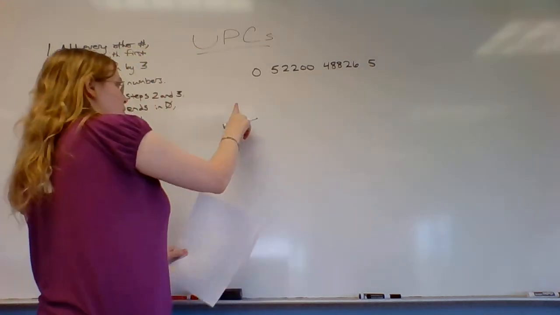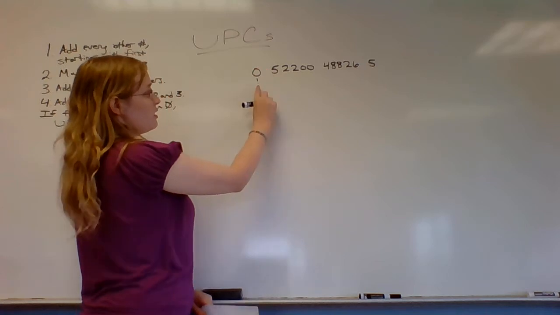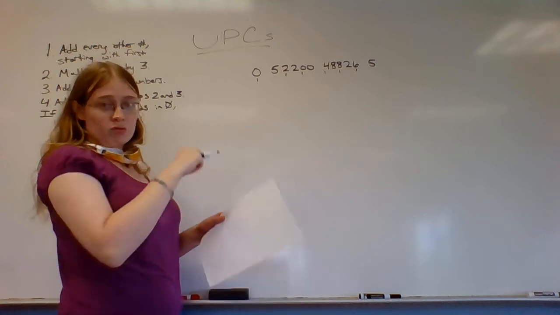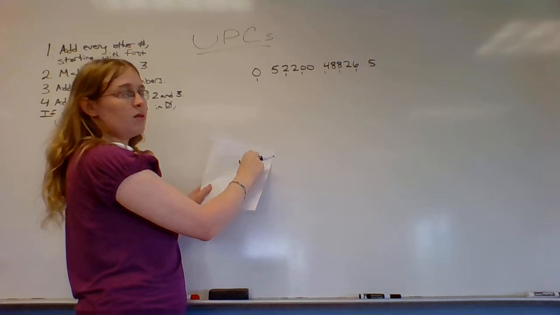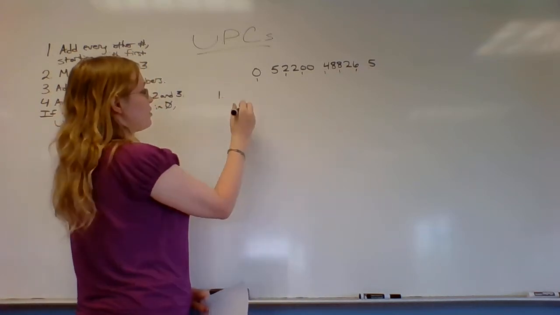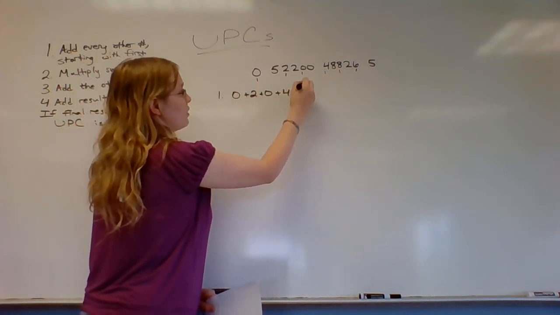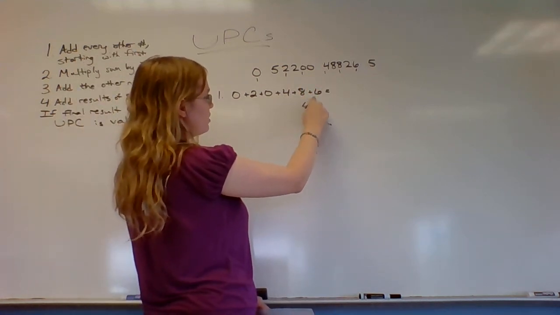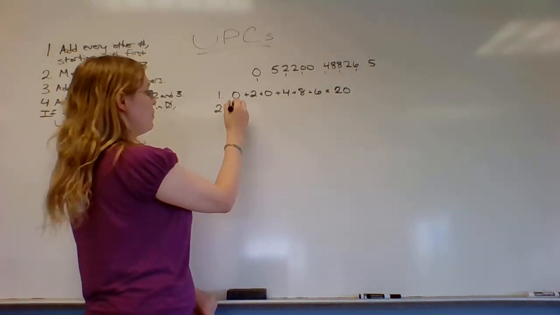All right, so just as a counterexample, if we had a UPC 0522004888265. Let's do this again. Add every other number starting with the first. I always like to mark my numbers, otherwise you lose track. I would advise for this assignment, getting a piece of paper, writing a number down, and marking off every other number so that you don't get mixed up. So step 1, 0 plus 2 plus 0 plus 4 plus 8 plus 6. 6 plus 8 is 14 plus 6 is 20. Step 2, multiply by 3.